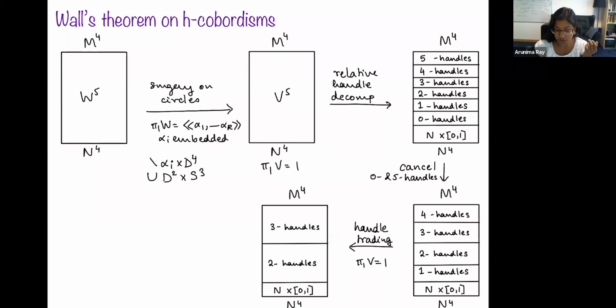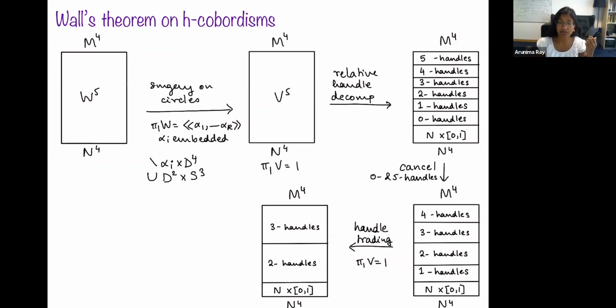So handle trading showed us how to get rid of all the 1 handles at the price of getting in some extra 3 handles. So I can make sure I can get rid of all of these by adding some more 3 handles. And then once again, I can turn the handle decomposition upside down. And then the 4 handles will become the 1 handles, but I can get rid of all the 4 handles at the expense of adding in new 2 handles.